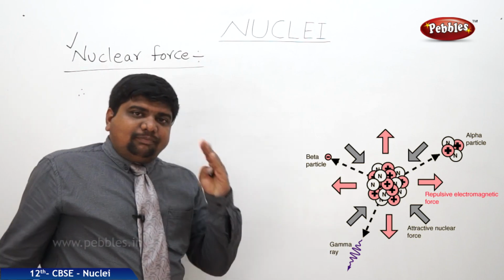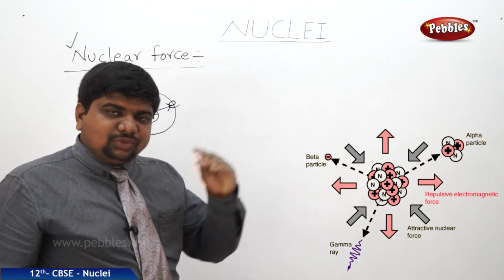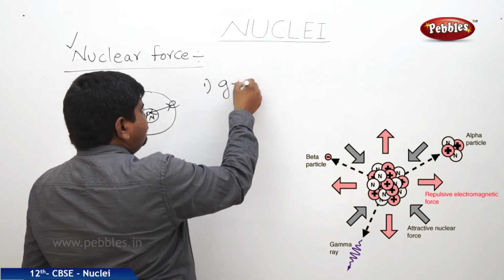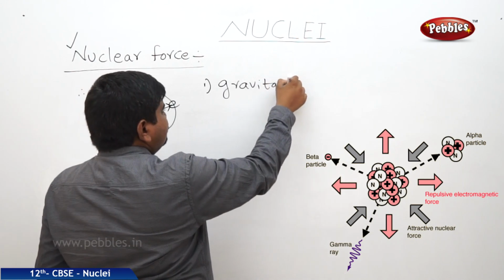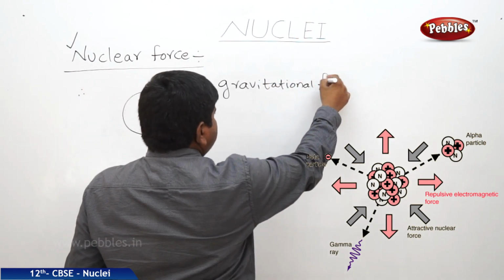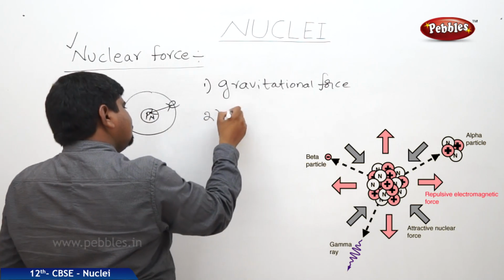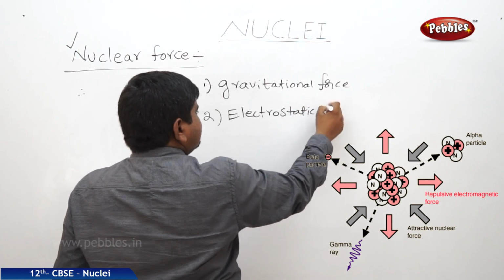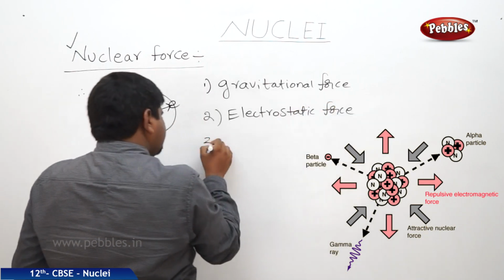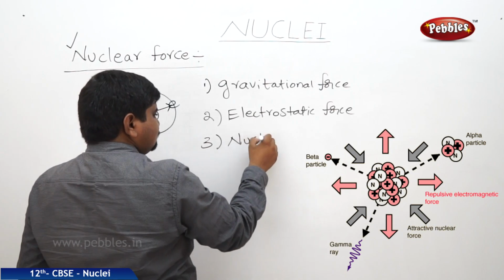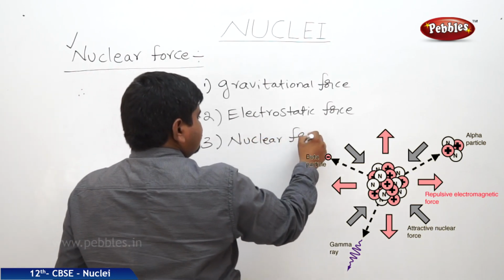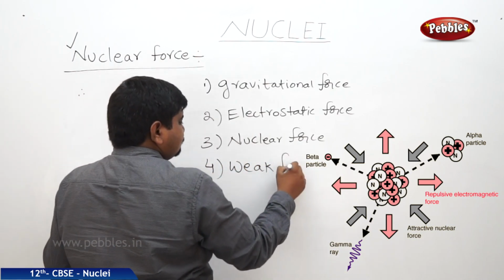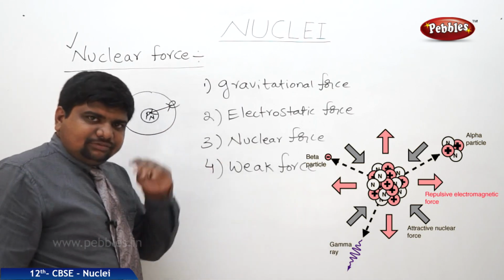There are four fundamental forces existing in the universe. First, gravitational force. Second, electrostatic force. Third, nuclear force. Fourth, weak force. These are the fundamental forces in nature.